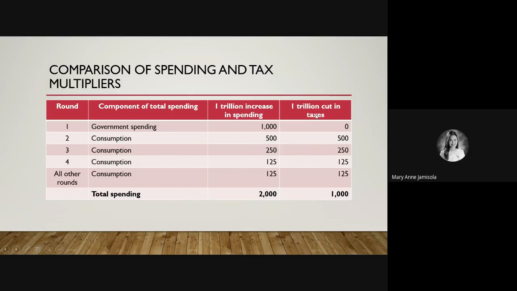On the other column here, this is when we decide to cut our taxes by 1 trillion in the same amount, di ba? But since we are cutting our taxes, there is no government spending. Igi-cut raman natong taxes. So this is 0. And then all else remain the same. So that's why the change in the aggregate demand is only 1,000 billion or 1 trillion. So that's the difference between spending multipliers and tax multipliers.